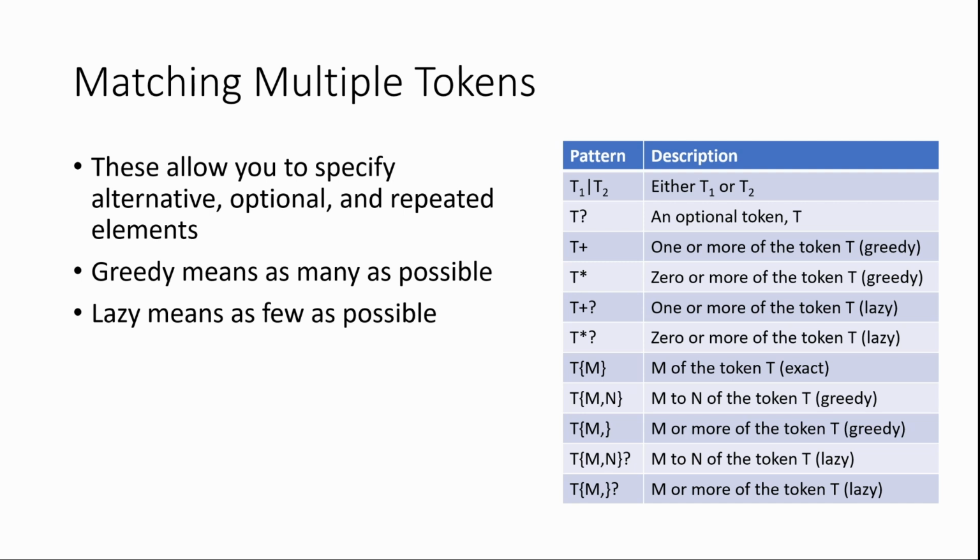The remainder of these are similar, except you can specify exactly how many you want to match, and the minimum number and the maximum number. So {M}, in this case with the curly braces, means you want to match exactly M of those tokens, or you can say I want between M and N, or at least M, but possibly more. And then you have variants where you say do this lazily.